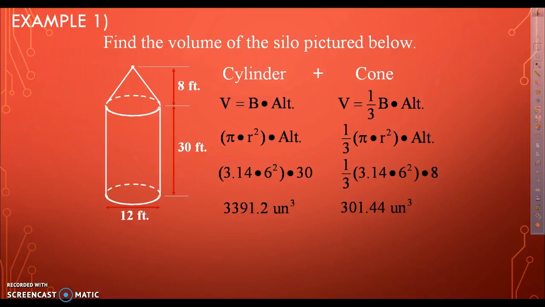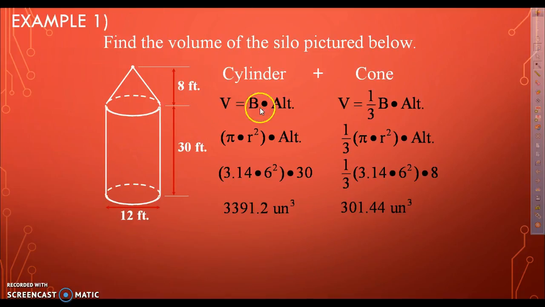301.44 units cubed. There's a little error in this slide. It shouldn't be units cubed. We're actually given feet, so both of these should be feet cubed. So when you add those two up, we're adding 3,091.2 plus 301.44. At the very end, you should get 3,692.64. So once again, that's 3,692.64 feet cubed.